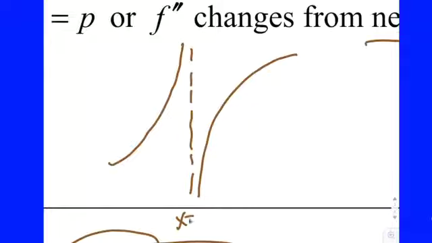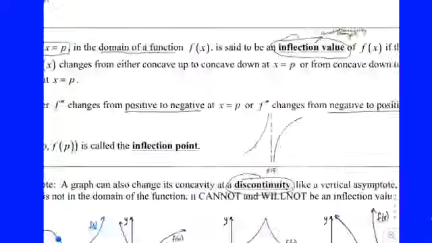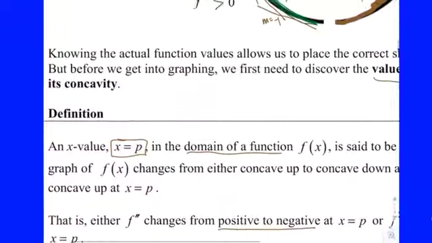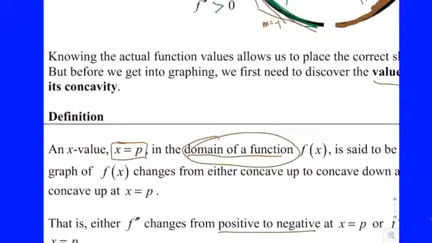Let's call this x equals p, where the vertical asymptote is. The second derivative changes from positive to negative at x equals p. Is x equals p an inflection value? No, okay? Again, it's very similar to the definition of a critical value. It's just one rung higher.